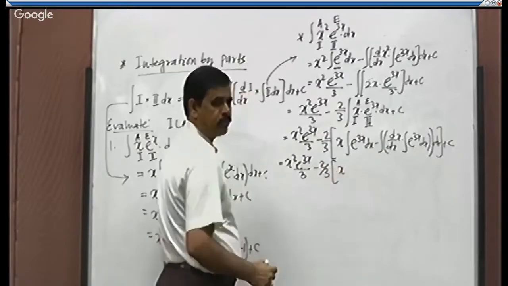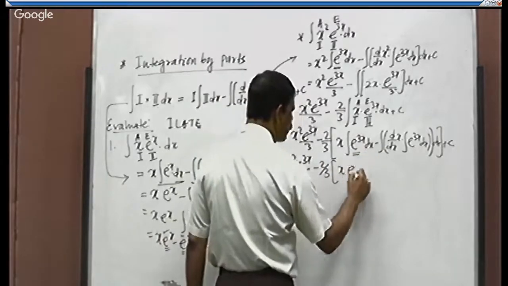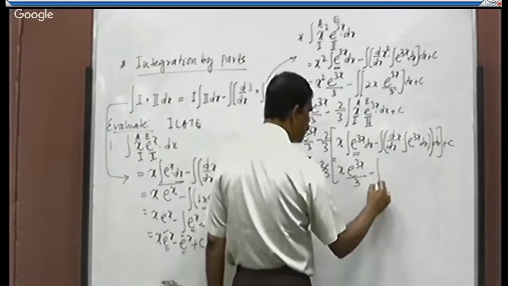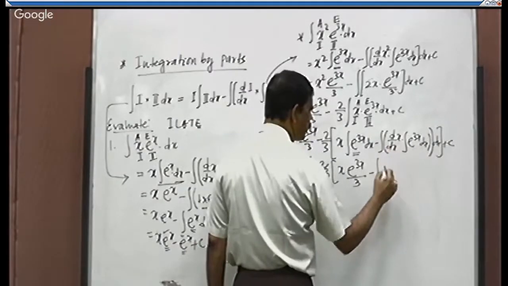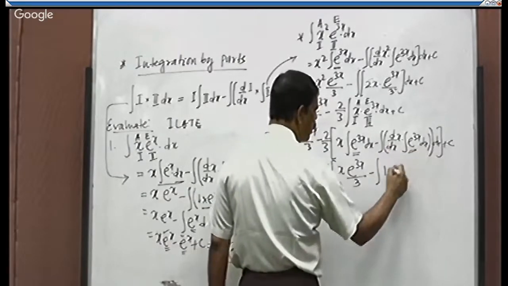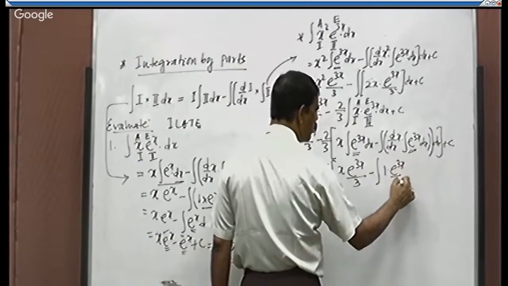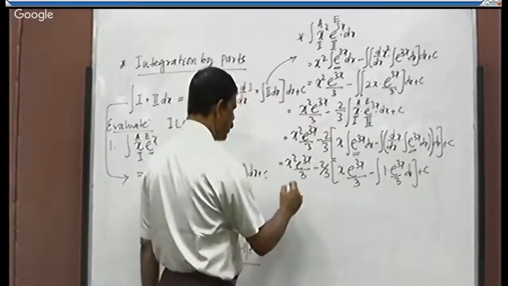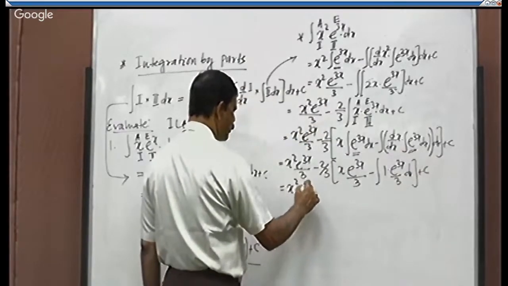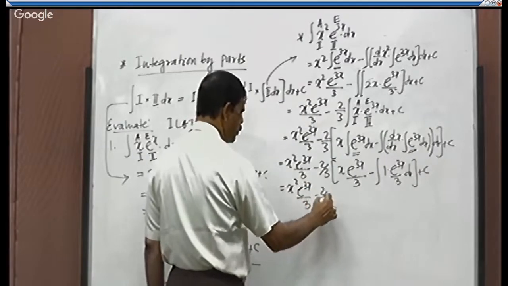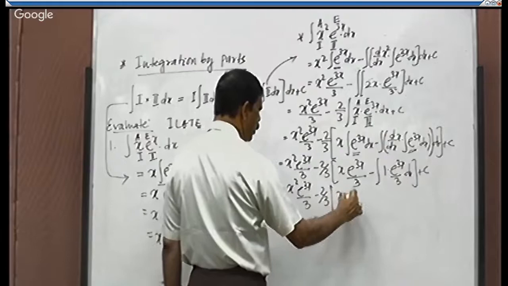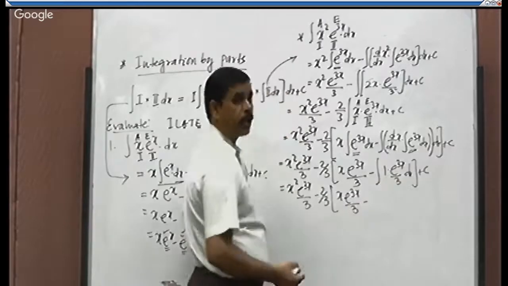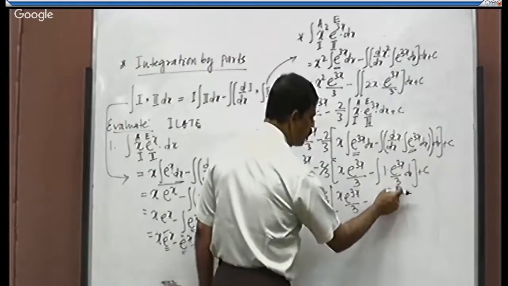keep x as it is, integration of e power 3x, that is e power 3x by what? By 3, minus integral of d by dx of x is what? Differentiation of x is 1, integration of e power 3x by 3 into dx plus c. That is x square e power 3x divided by 3 minus 2 by 3 into x into e power 3x by 3 minus, again 1 into e power 3x is e power 3x divided by what? 3. You take it outside.